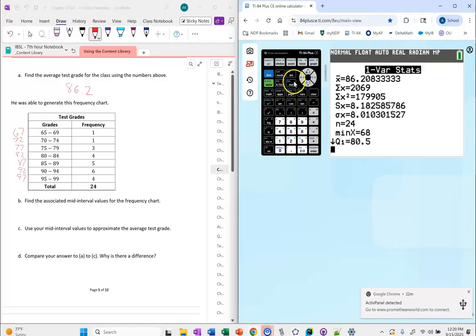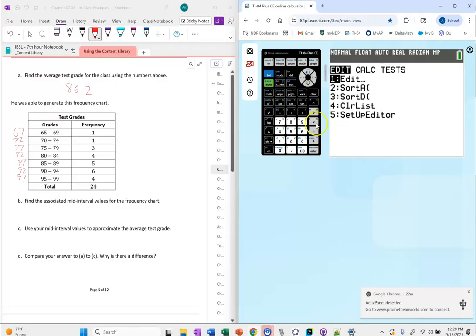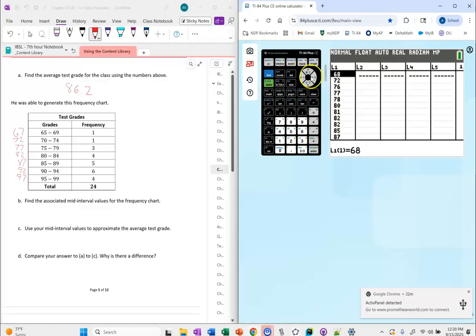So I'm going to go back to the stat menu. I'm going to go to the edit command. I'm going to type in 2 new lists. List 2 is going to have the mid-interval values. So 67, 72, 77, 82, 87, 92, and 97. And list 3 is going to have the frequency. So 1, 1, 3, 4, 5, 6, 4. So here I'm using 2 lists, one for the value and then one for the frequency.